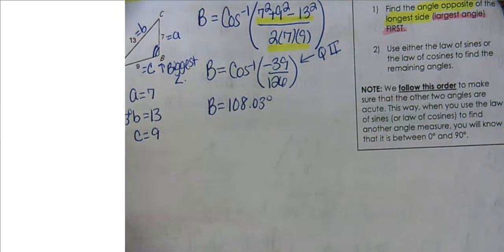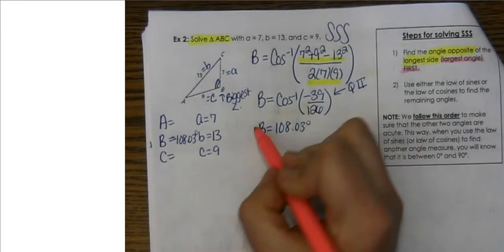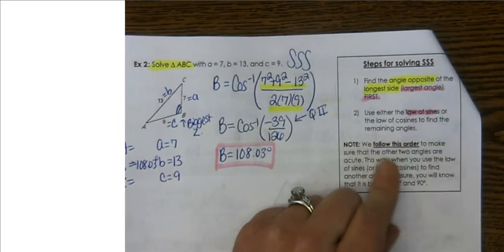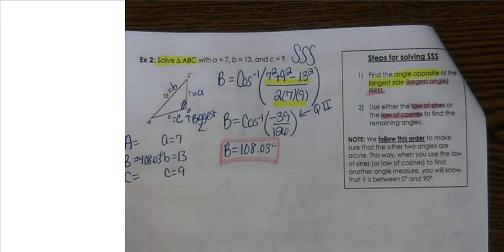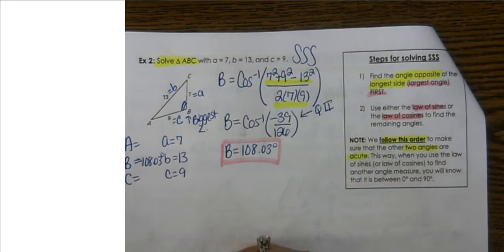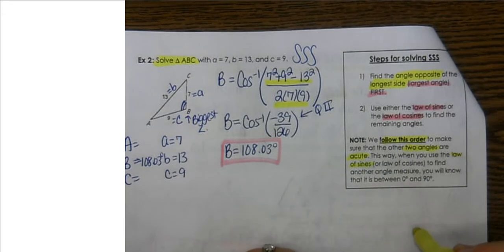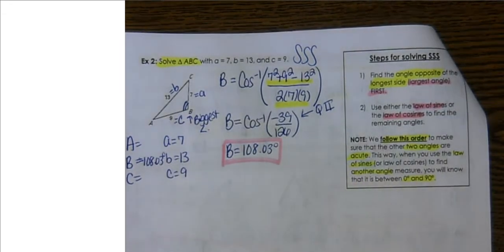At this step, so now that I know one of my angles, you have a choice. You can either use the law of sines or you can use the law of cosines to find your missing angles. Now, we always follow this order to make sure that the other two angles are indeed acute. This way, when you use the law of sines or the law of cosines to find another angle measure, you will know it is between 0 and 90 degrees.